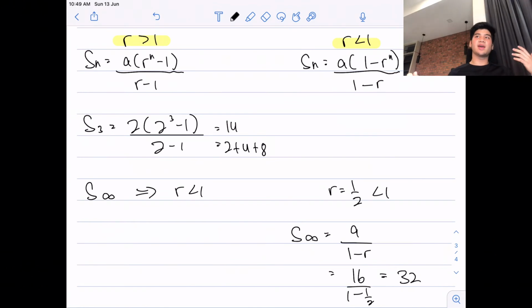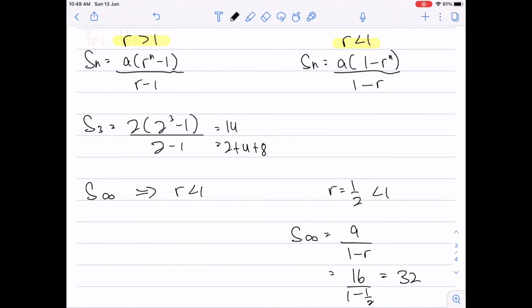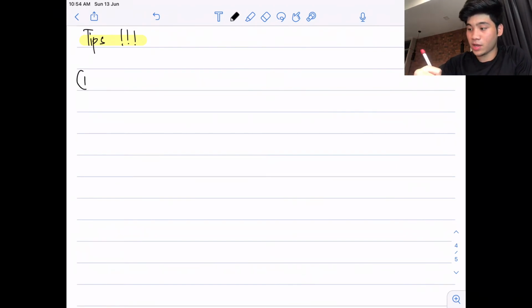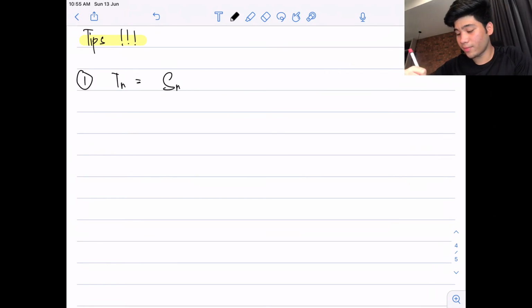So sum of infinity actually has multiple uses. I'll be covering that in a later video for when we answer questions together. Alright, so before I end the video, let's run over some quick tips. Number 1, let's say you wanted to find term n. It's also the same thing as sum of n minus sum of n minus 1.